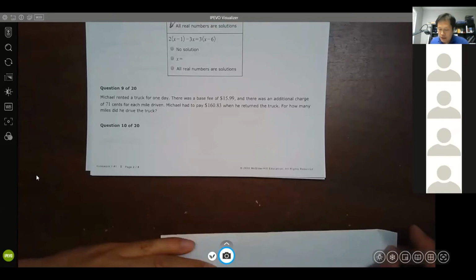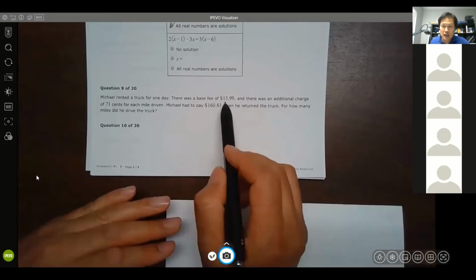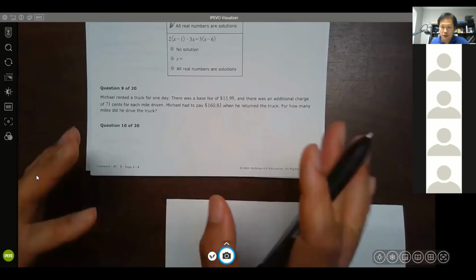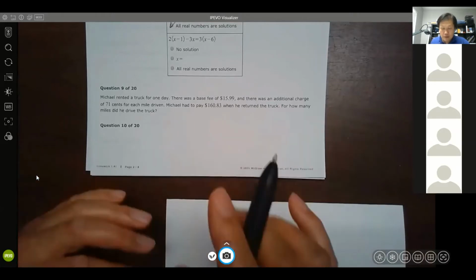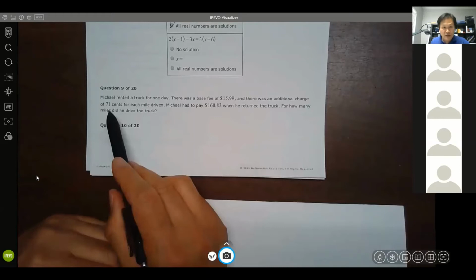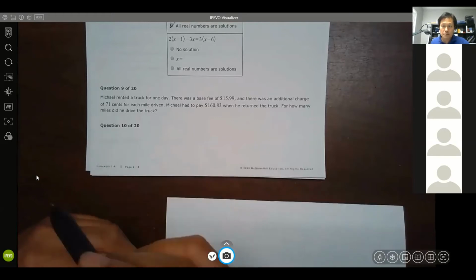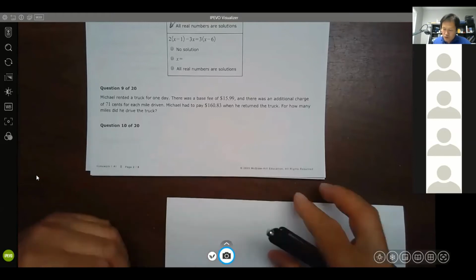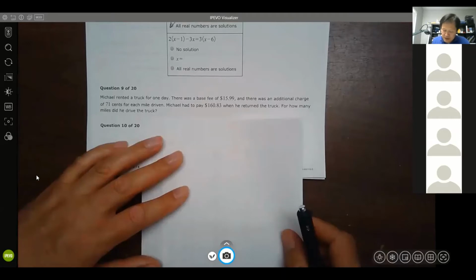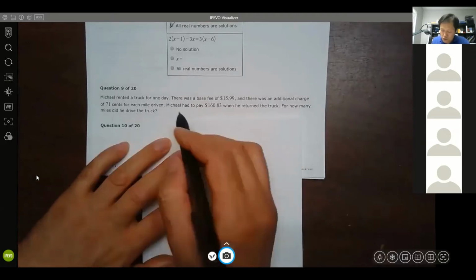Okay, guys. Base fee, he's paying $15.99 no matter what. He's paying that up front. Then he's paying 71 cents per each mile he's driving. So total cost should be something like this. 71 cents. Be careful.